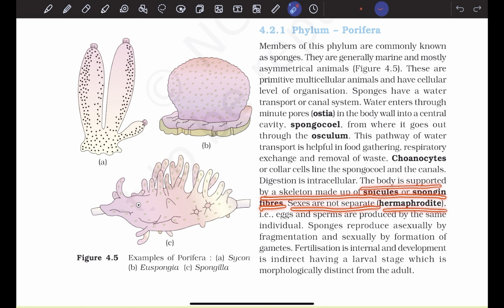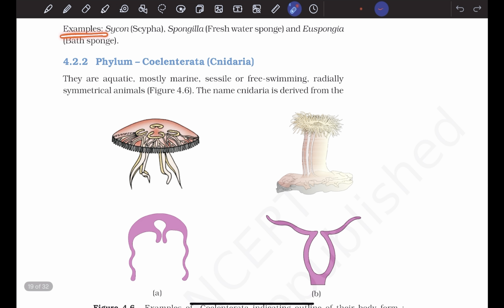Sexes are not separate, they are hermaphrodite, that is, eggs and sperms are produced by the same individual. Sponges reproduce asexually by fragmentation and sexually by formation of gametes. Fertilization is internal and development is indirect, having a larval stage which is morphologically distinct from the adult. Figure 4.5 Examples of Porifera: A. Sycon, B. Euspongia, C. Spongilla. Examples: Sycon, Scypha, Spongilla, freshwater sponge, and Euspongia, bath sponge.